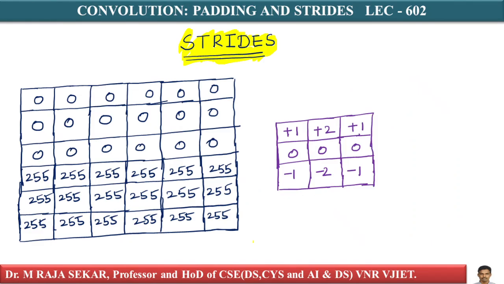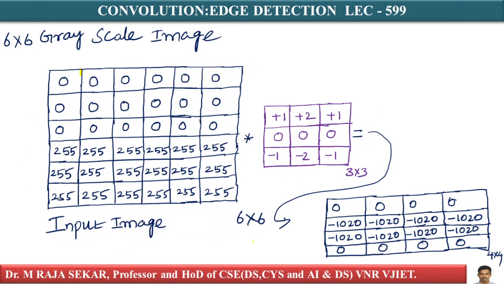Suppose I have a 6 by 6 matrix here and let's assume I have a 3 by 3 kernel. Just observe what my n value is here. The n value is 6 and the k value is 3, because we have a k cross k kernel and an n cross n input image. We first place this kernel here.